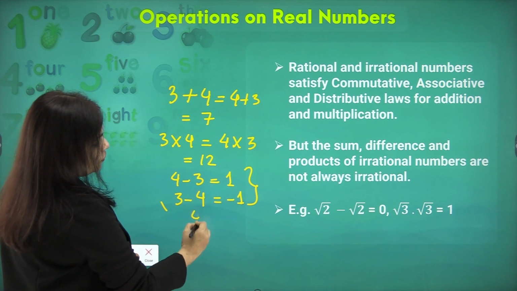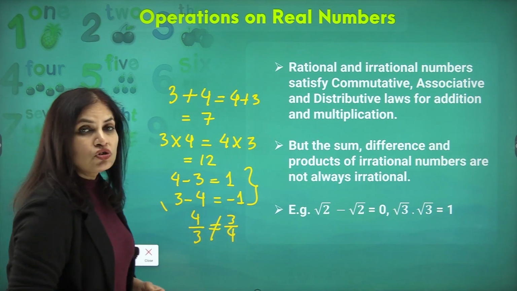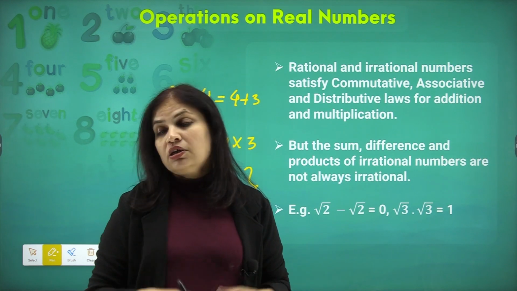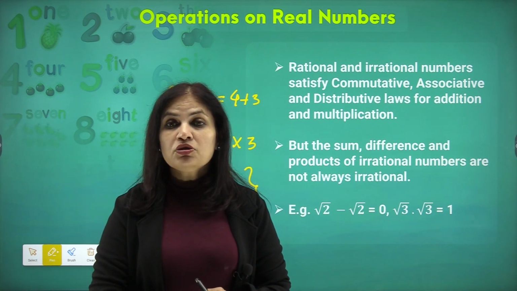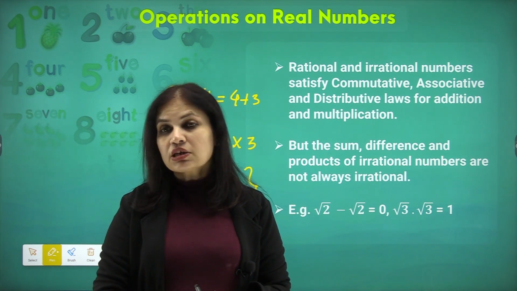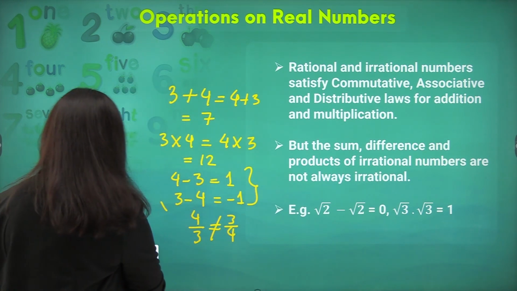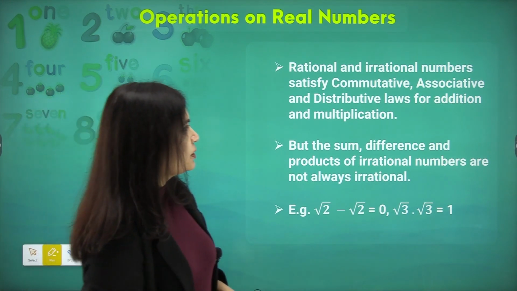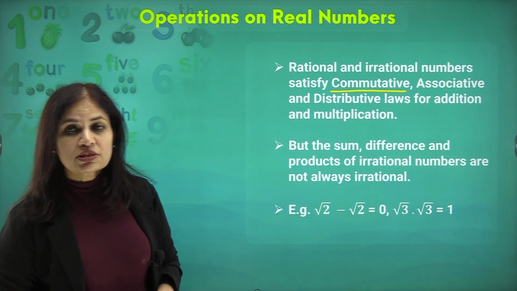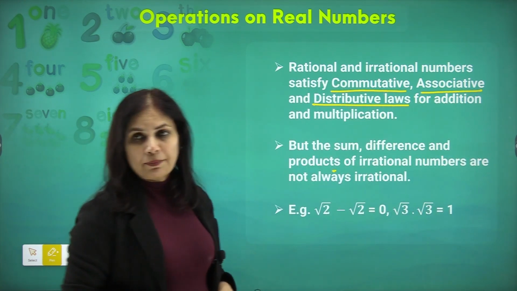Similarly, for division, 4 upon 3 is not equal to 3 upon 4. So that means if we change the order in subtraction and division, obviously the results would not remain the same. Hence, the rational numbers are not commutative on subtraction and division. Next property we have discussed. What is commutative property? Now let us discuss associative and distributive property. Let's take a quick recap.